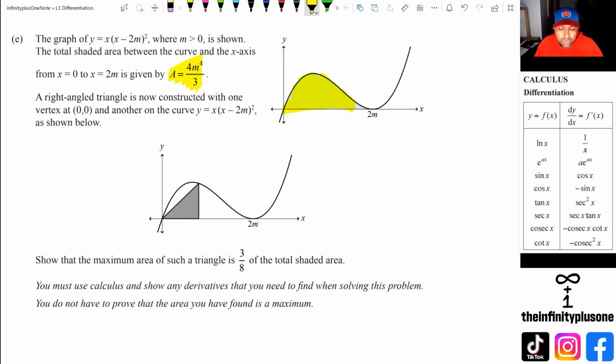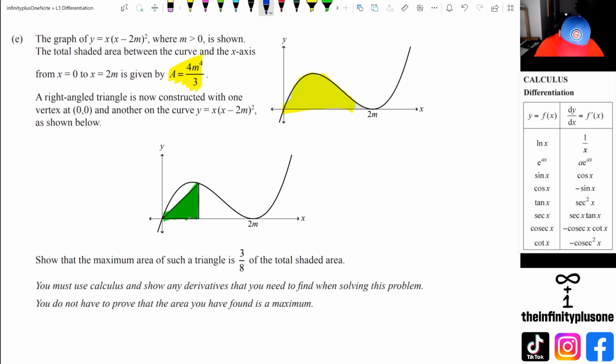Now what we're going to try and do is work out the area of the triangle, and then we just have to show that it's actually 3/8 of the total shaded region. So basically we've got to find the area of the triangle, and then show that the green area is actually 3/8 of the yellow area.